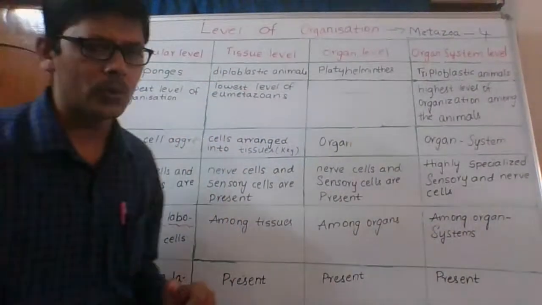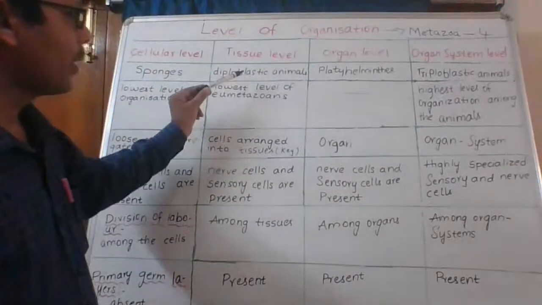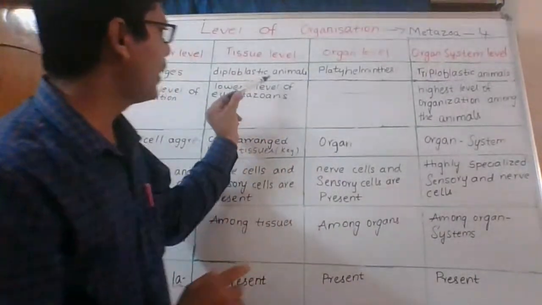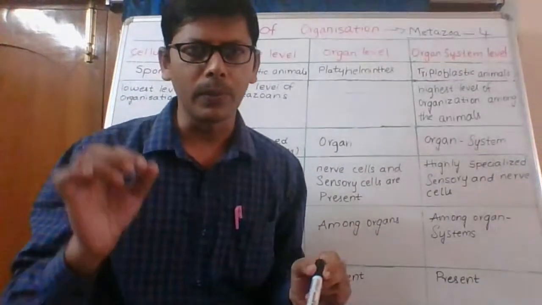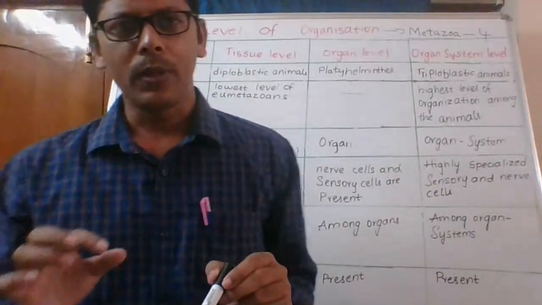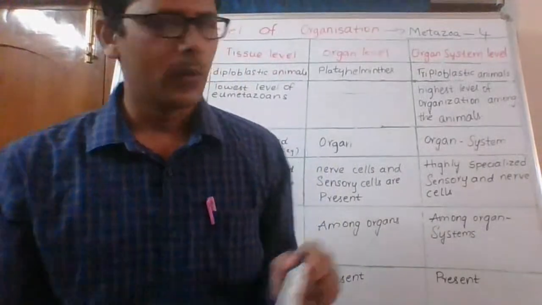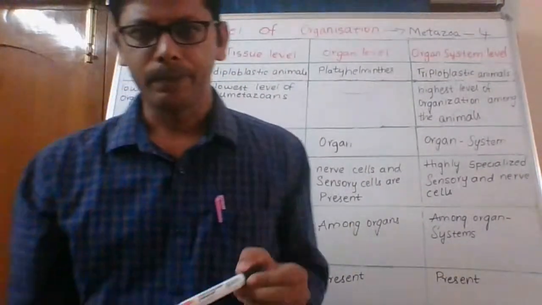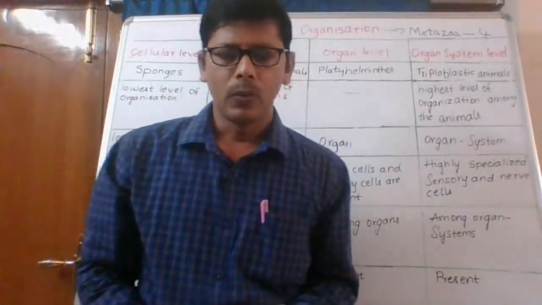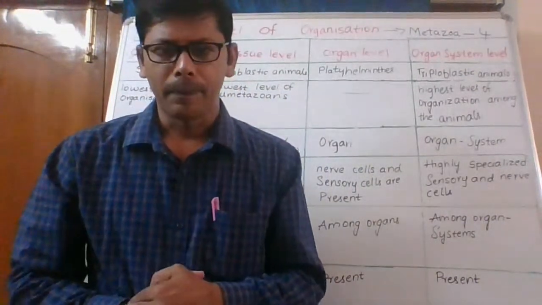Now come to the tissue level. Tissue level of organization is found in diploblastic animals. Yesterday I told you the diploblastic phyla. What are the diploblastic phyla? Please type in quickly.